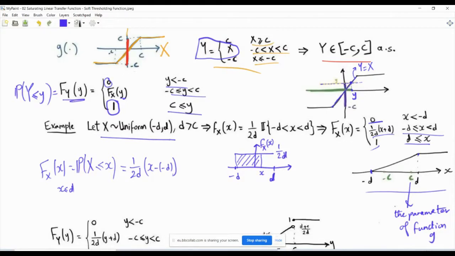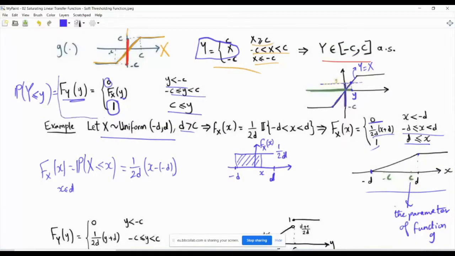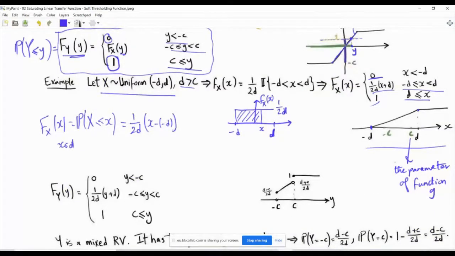Now we have x itself, and the distribution of x is uniform from minus d to d. And again, let's assume that d is greater than c. D is the parameter of the PDF of x. C is the parameter characterizing the function that generates y from x. Now we have a general formula for the CDF of y.